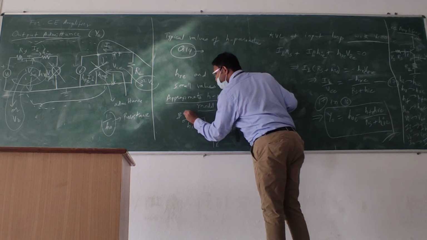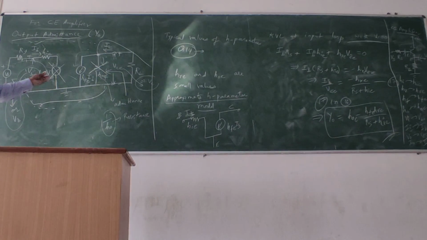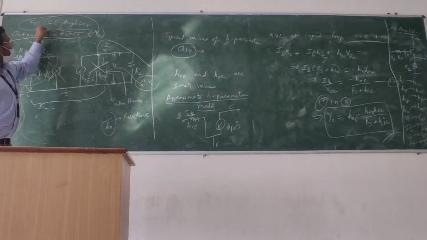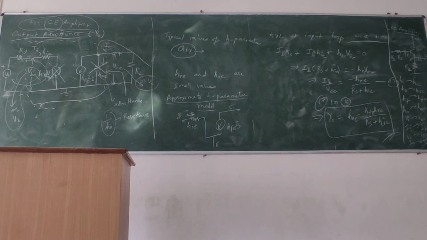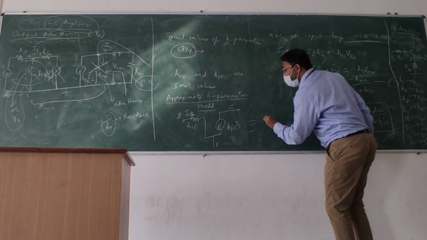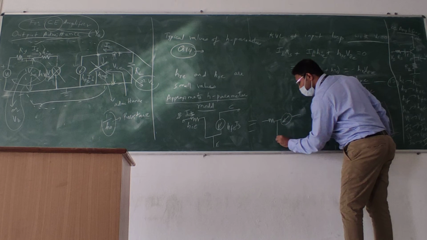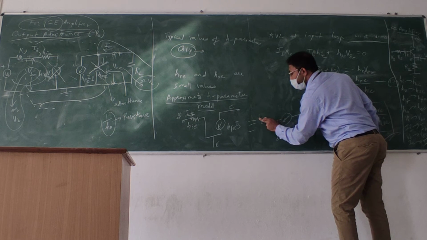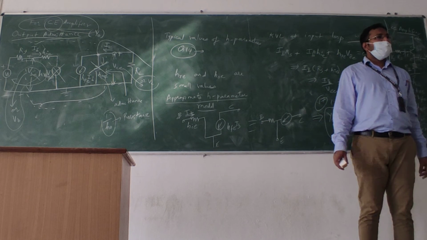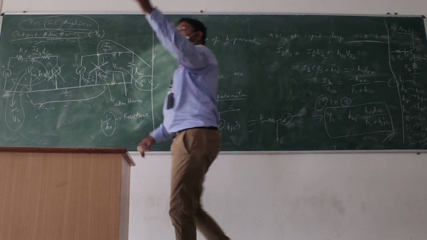What is this? IB. Remember, the approximate model is derived from the common emitter configuration. Clear? Now, this same diagram, can I draw it like this? Sorry, this is base, emitter, collector. Can I draw like this? Both are the same? Yes? So now, this is valid for any configuration.